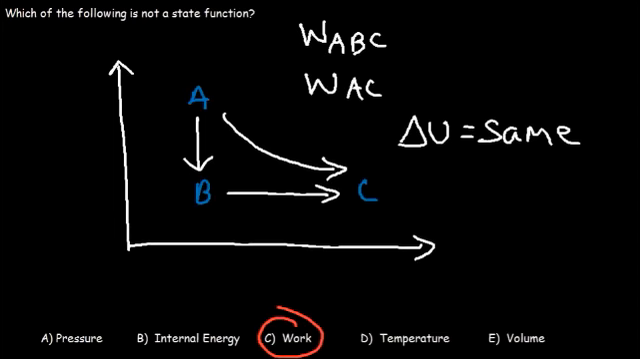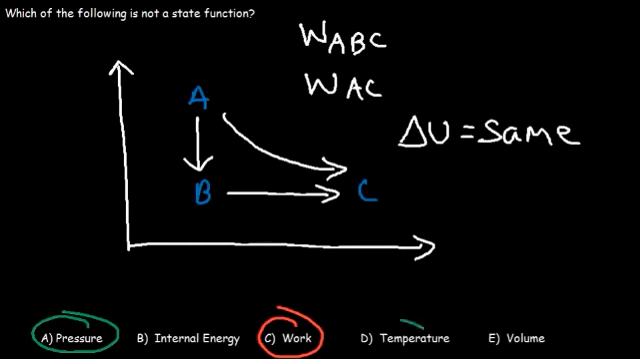The change in internal energy does not depend on the path. It depends on the state. As long as you go from A to C, regardless of whether you pass through this path or this path, the change in internal energy is the same, which means it's a state function. The work will not be the same. The work depends on the path that you take. If you go from A to C by taking this route, the work is different than if you take this route, because the area under the curve is different. Also, heat is not a state function.